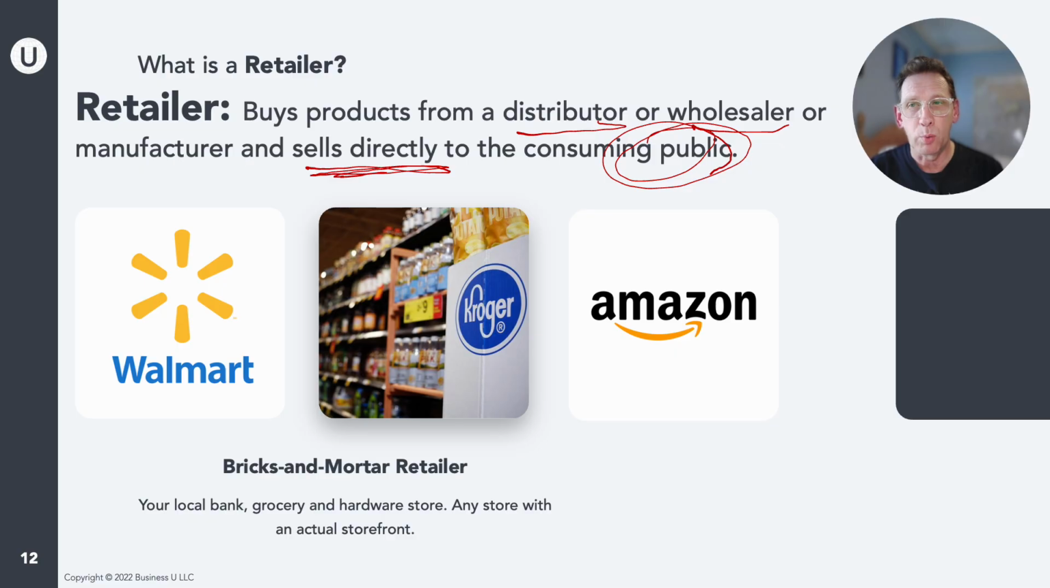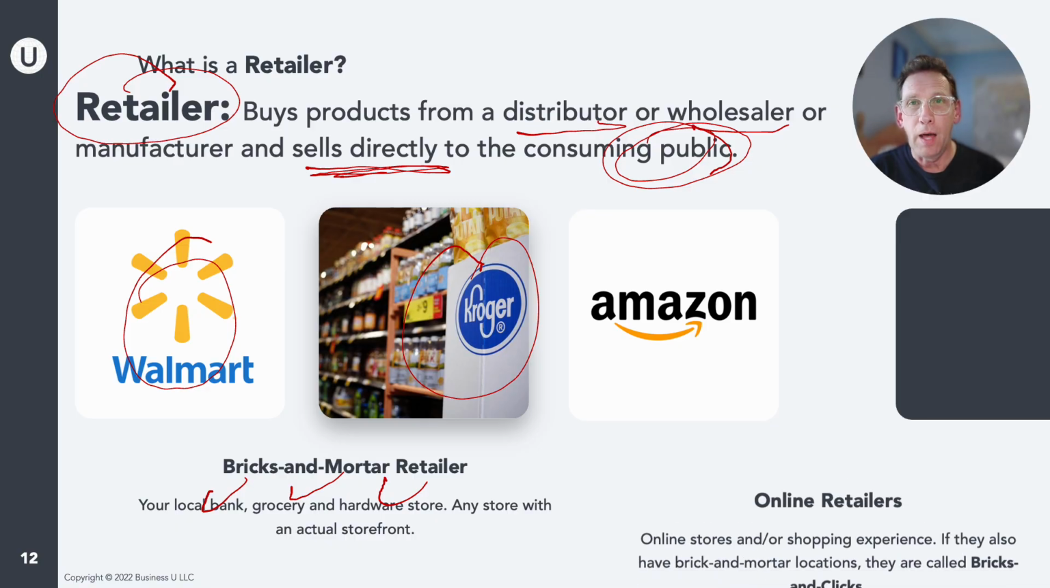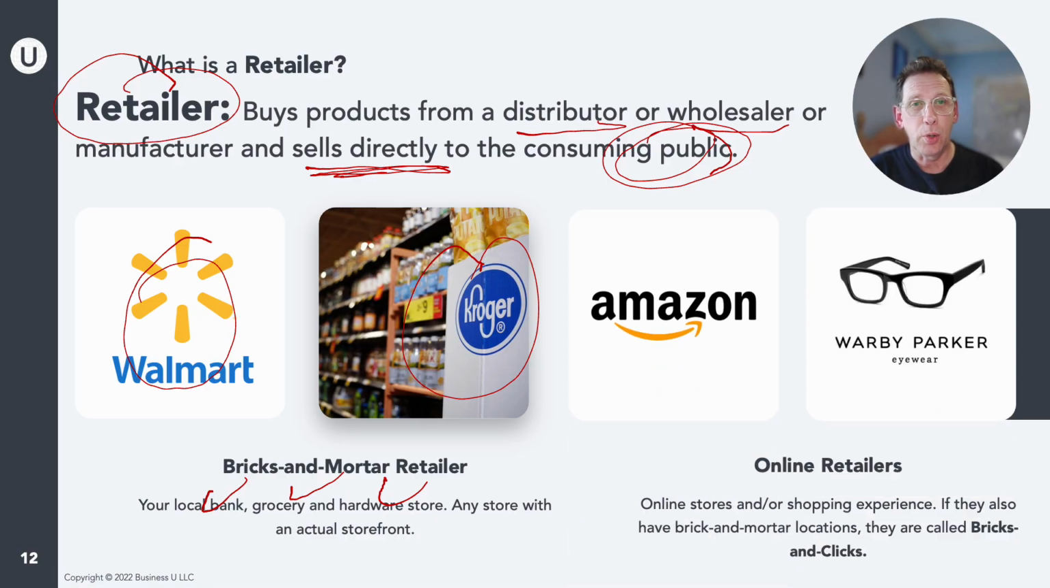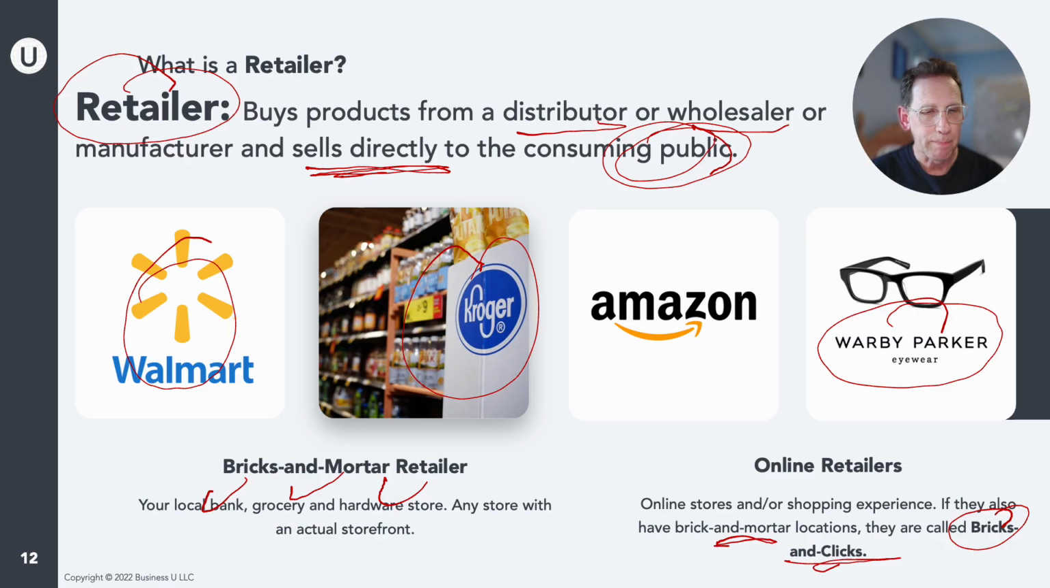We initially think of bricks and mortar retailers like Walmart or Kroger or HEB. Well, HEB is a little different, but they're still a retailer, but they're a bricks and mortar. They have actual locations. Your local bank, your grocery store, your hardware store, any store with an actual storefront is a retailer. Now, there are also online retailers. So online retailers have an online shopping experience. Sometimes, like Warby Parker, who deals in eyewear, they also have a bricks and mortar location. So they are called bricks and clicks, again, like we talked about previously.